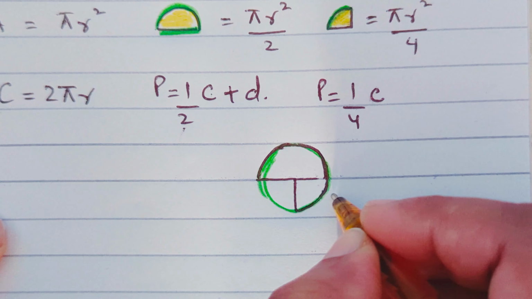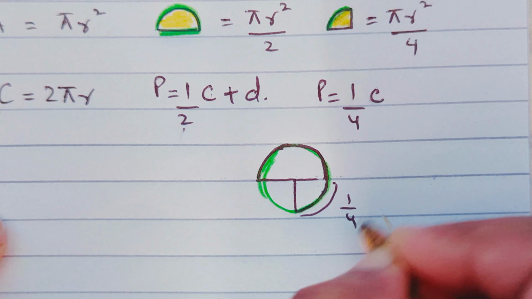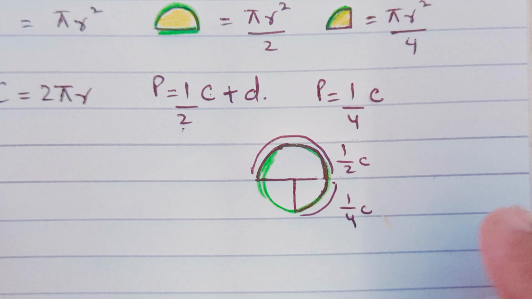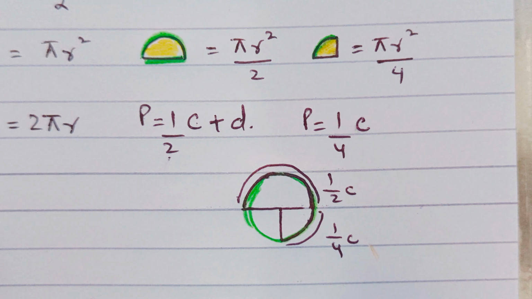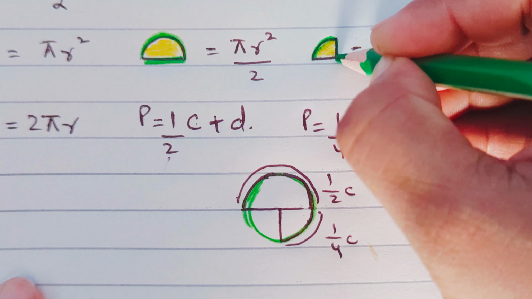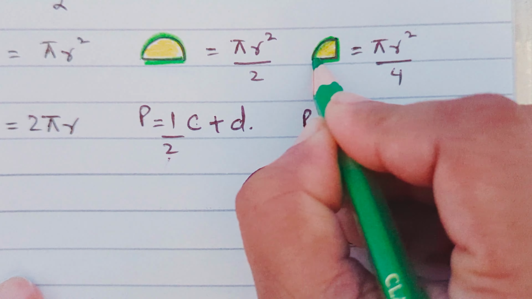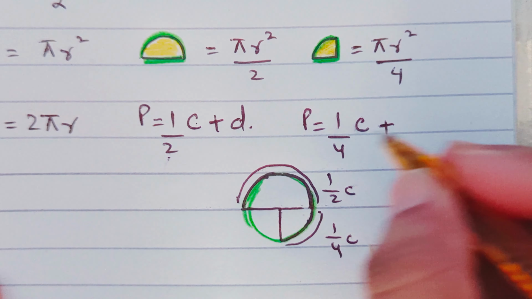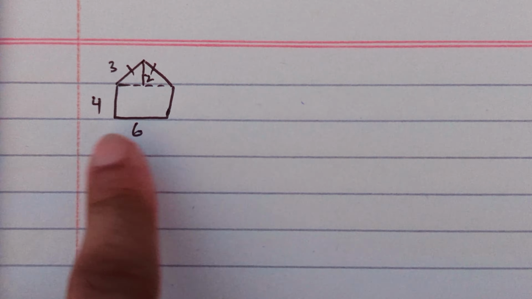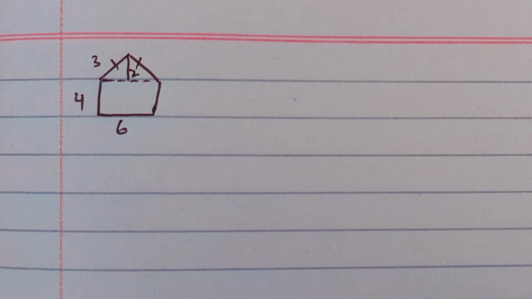See, this part is 1/4 of the circumference, and this part is 1/2 of the circumference. So we will take 1/4 of the circumference and add 2 radii to it, one radius and the second radius. So it's 1 upon 4 c plus 2r. That's all. Now let's try finding the area and perimeter of a composite figure.